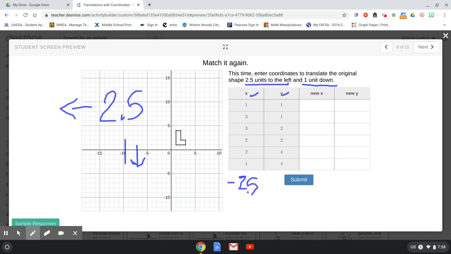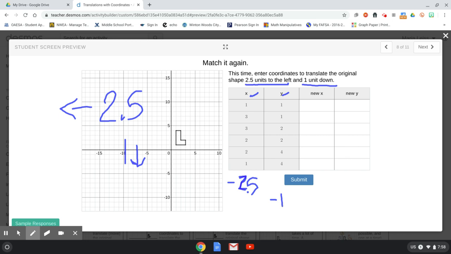Sorry, this is sloppy. My stylus doesn't want to write very nicely. Each y number, you're going to subtract 1. Now, yes, I'm going to ask you to subtract a decimal. No, I'm not going to expect you to do it in your head. Please, please open up the Desmos calculator and check it.